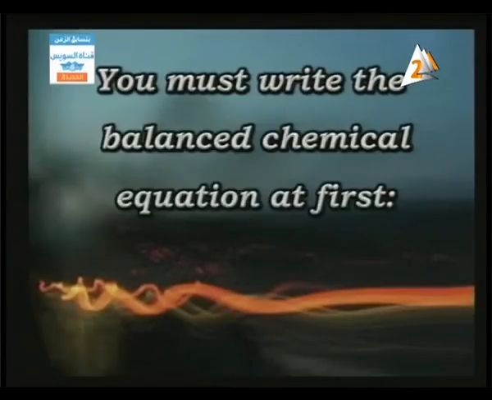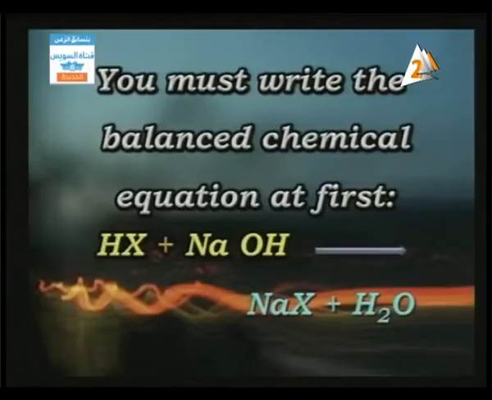So here, we have the solution of this one. You must write the balanced chemical equation at first. Why? Because you cannot calculate any number of moles or number of atoms without this balanced chemical equation. So we have HX plus NaOH gives us NaX plus H2O. This is the first thing.